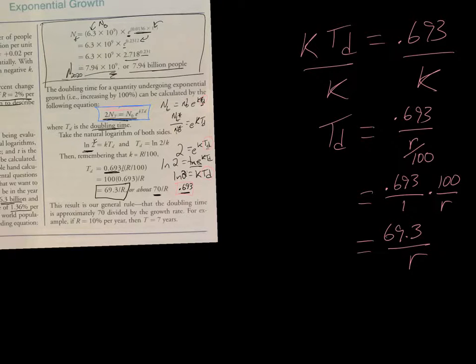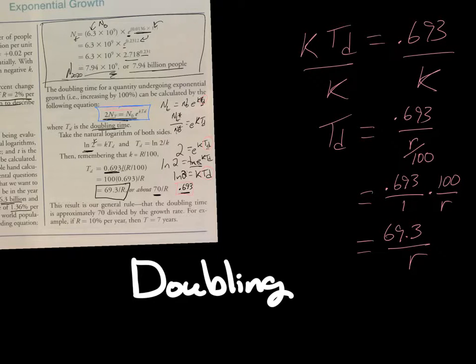And hopefully it's clear to you, because this is where the rule of 70 comes in. Obviously, they're rounding 69.3 to 70, to figure out the doubling rule. It's the rule of 70. When we're doubling, this 0.693 is always going to be constant because it's the natural log of 2, and 2 is the ratio that we want. So when we're doubling, it's always going to be about 70 divided by R.